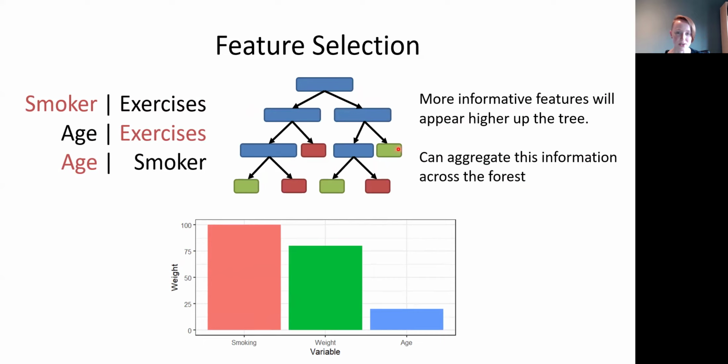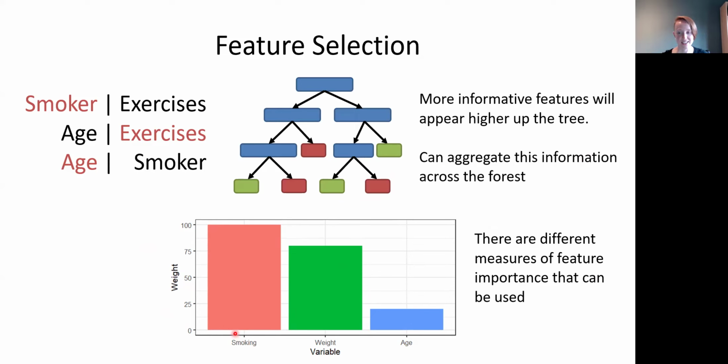So if we look across all of our forests, it might be that smoking comes really high in all of them, and maybe age is less important and comes more towards the bottom of the trees. And so therefore we can conclude that perhaps smoking is more informative and potentially more biologically relevant than age is for this particular instance.